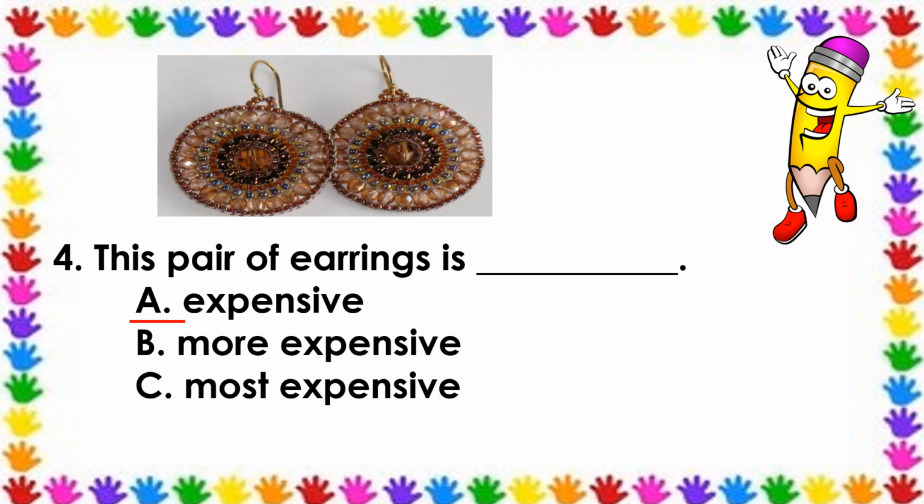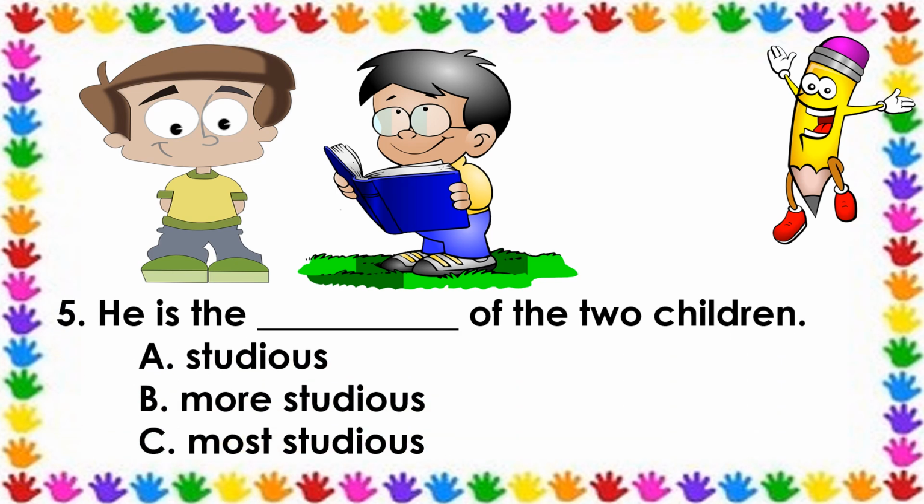This pair of earrings is blank. A, expensive. B, more expensive. C, most expensive. Answer, A, expensive. Here's the blank of the two children. A, studious. B, more studious. C, most studious. Answer, more studious.